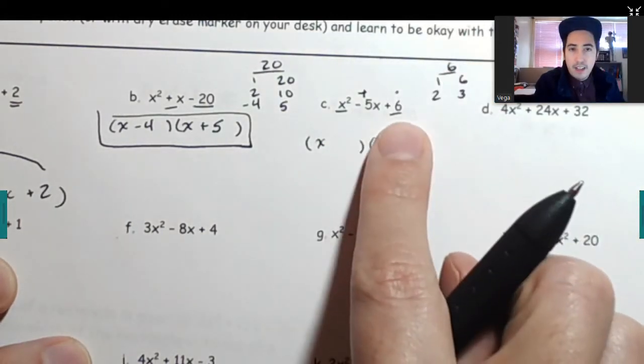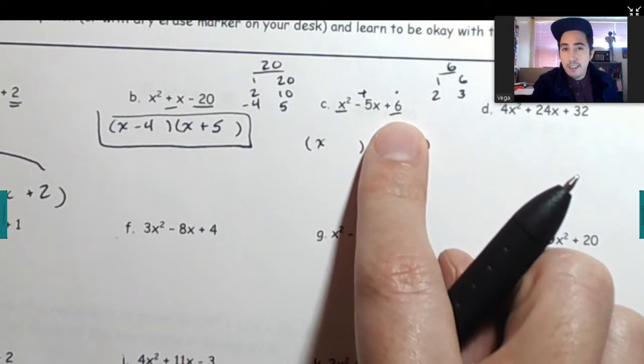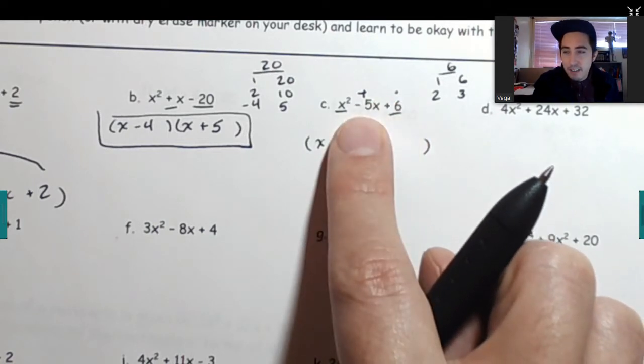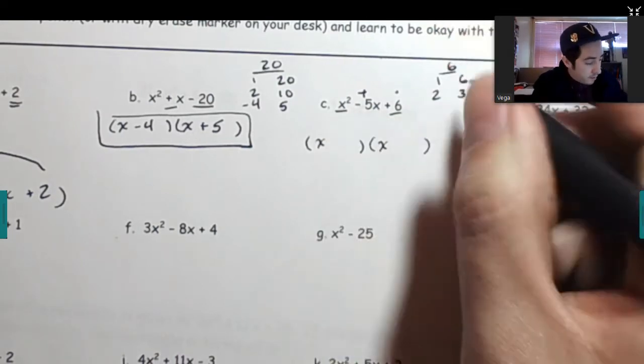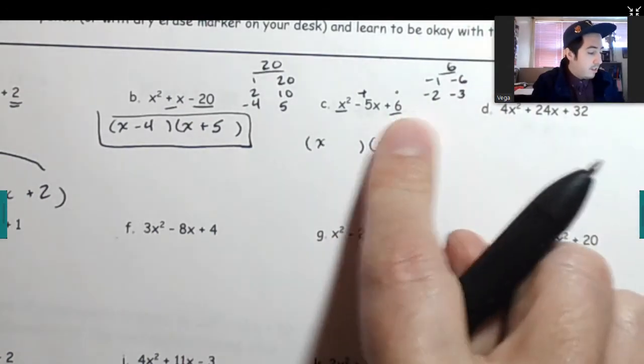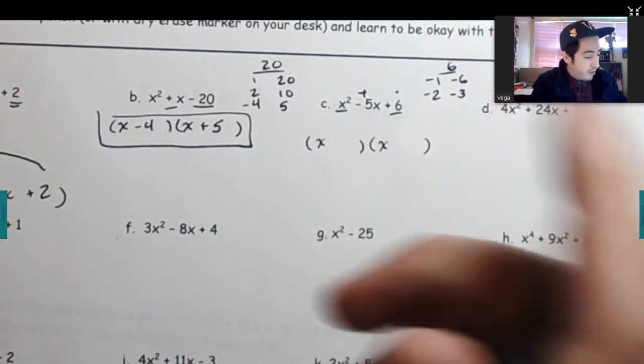Well, if I multiply and get a positive number, that means they're the same sign. They're either both positive, or they might both be negative. And if I add them together and I get a negative, that tells me they have to be negative. So what two numbers add up to negative 5? Negative 2 and negative 3.